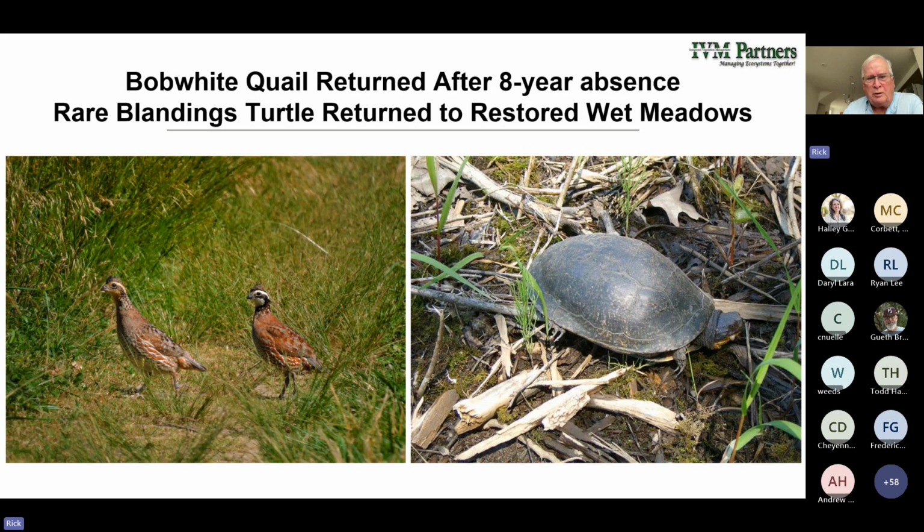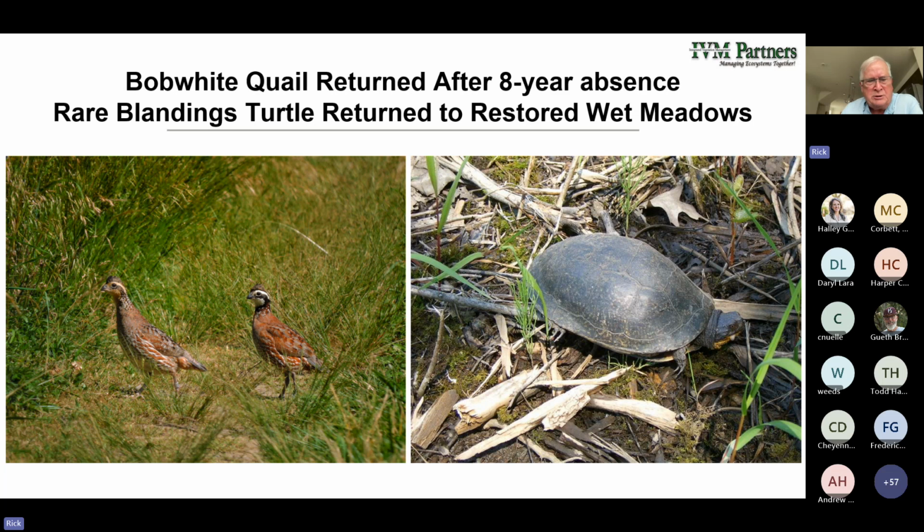But we also got quail. And I told the superintendent of the park, I said, well, I kicked out a covey of quail. And he said, where? And I said, where we sprayed herbicides. He said, we haven't had quail in 8 years. I said, you haven't had habitat. Build it and they'll come.